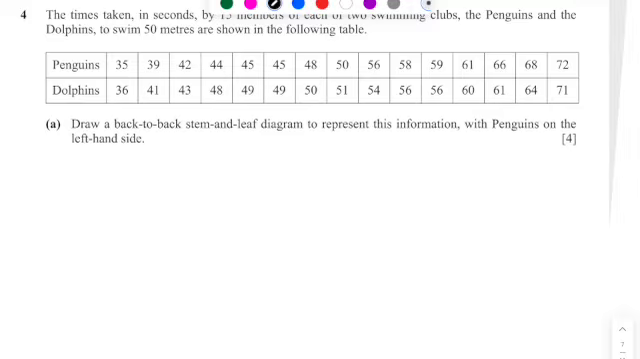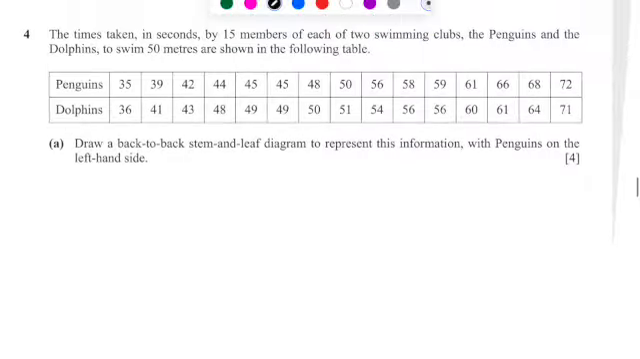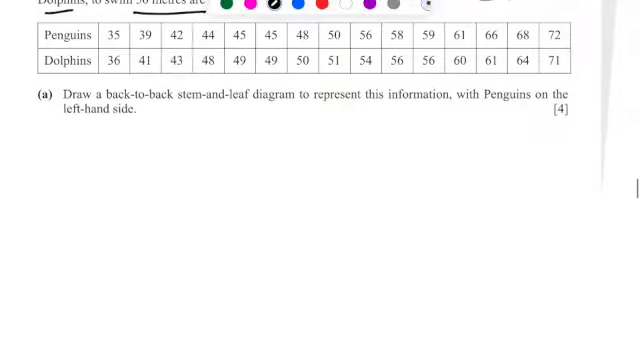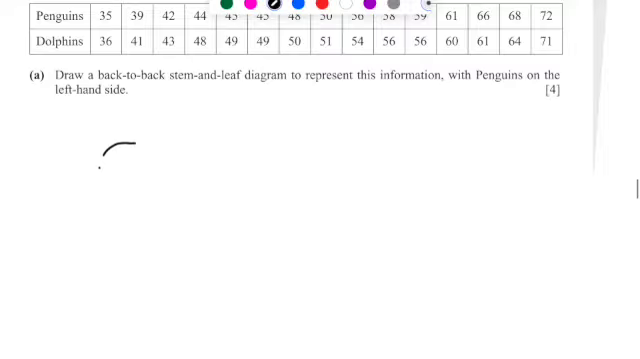Now coming to question number 4. Question number 4 is from stem and leaf. Back to back stem and leaf diagram we have to draw, and then we have to solve it from there. So for that, let's read the question carefully. Time taken in seconds by 15 members. How many members are there? 15 members by 2 swimming clubs, penguins and dolphins. 50 meters is shown. Draw the back-to-back stem and leaf diagram.